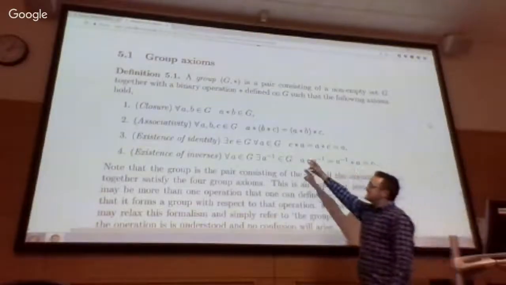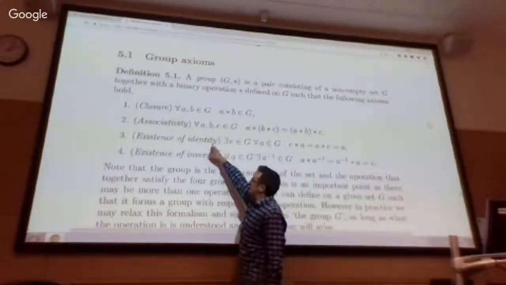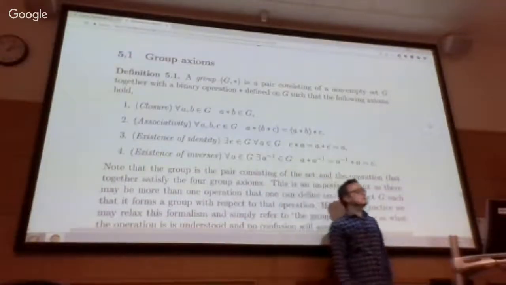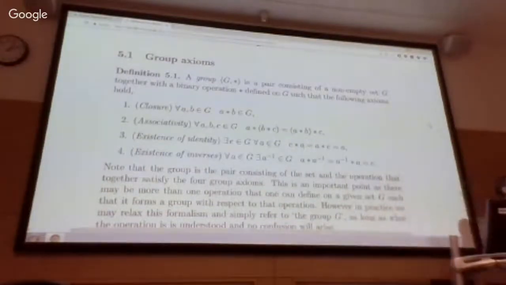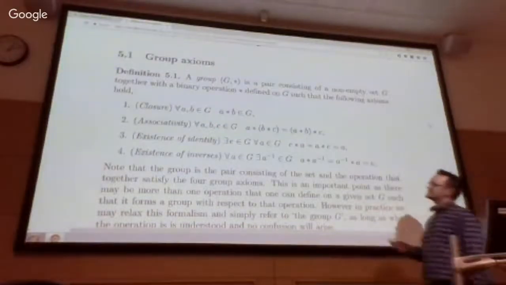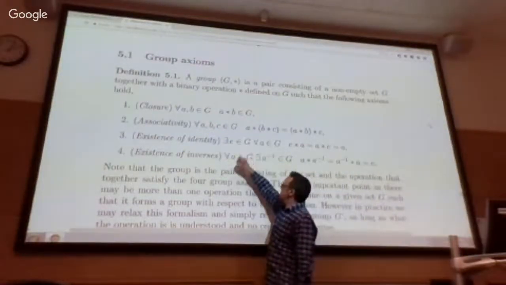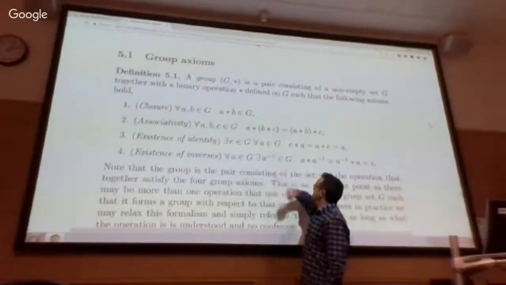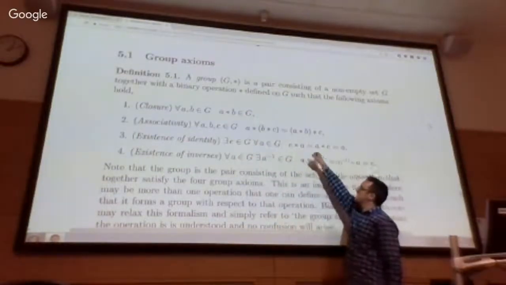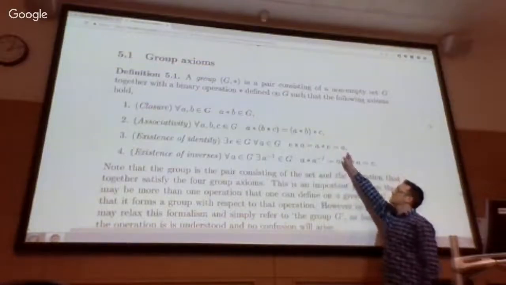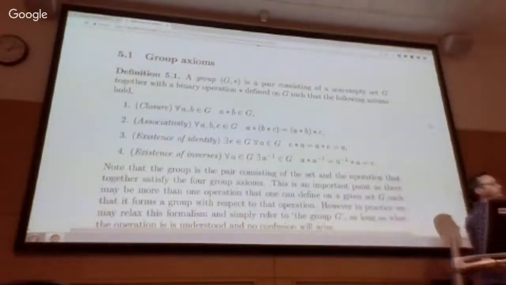The third property is the existence of a special element called the identity. The identity element is a very special element. The property it has is that there exists an E in G such that for every A in G, when you take a product of E and A in either order, you always just get the element A. So the identity is this kind of trivial element. You take a product of it with any other element, and the other element remains unchanged.